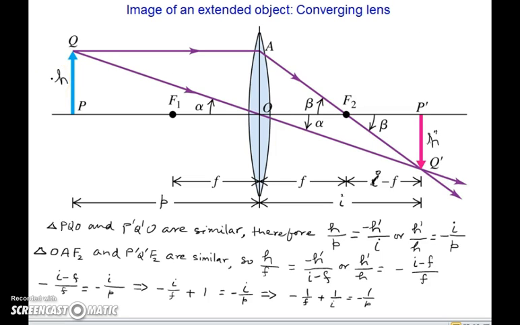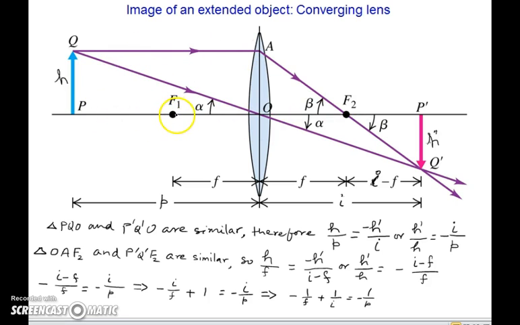Similar to when we were talking about curved mirrors, we will talk here about the image of an extended object using a converging lens. So this is a converging lens. Let's say this is my extended object PQ of height h. We will consider two rays coming out of, let's say, the top of the object, from point Q. This is parallel to the principal axis. This is my principal axis.